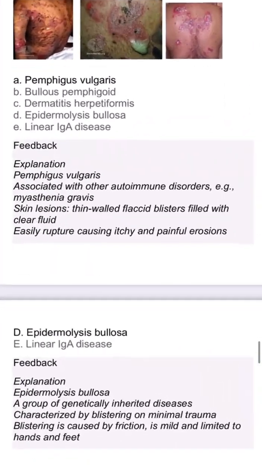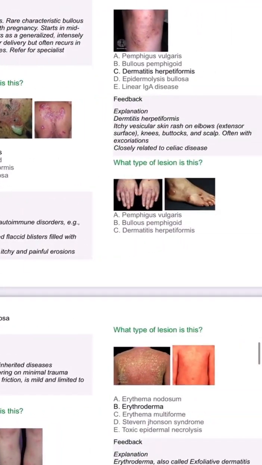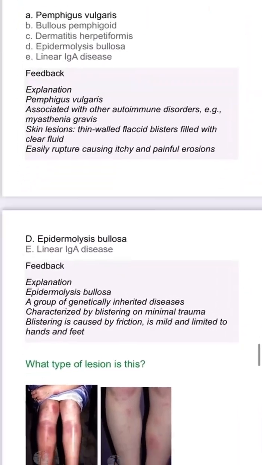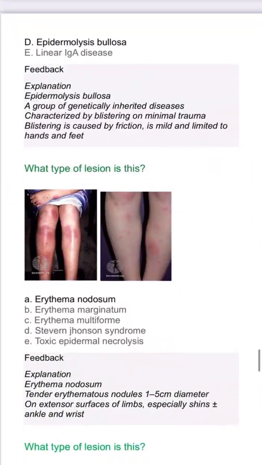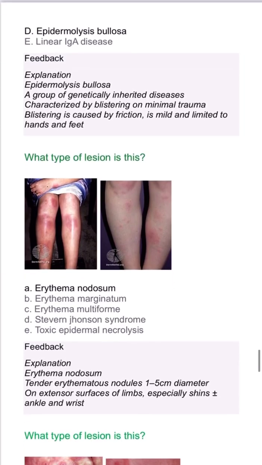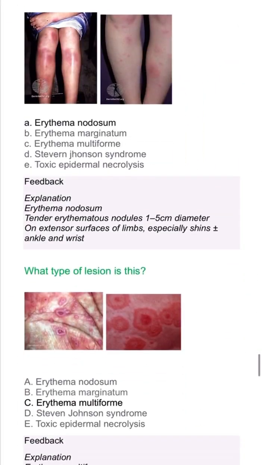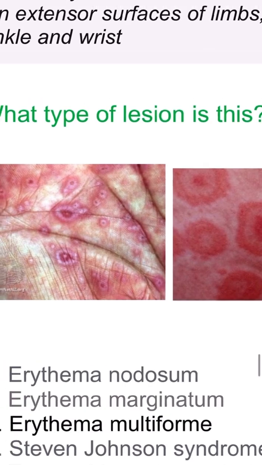So, epidermolysis bullosa. Epidermolysis bullosa is a group of genetically inherited diseases characterized by blistering on minimal trauma. Blistering caused by friction is mild and limited to hands and feet. And this is erythema nodosum: tender erythematous nodules 1 to 5 centimeters in diameter on the extensor surface of the limbs, especially the shins, plus or minus ankles and wrists. Okay, what type of lesion is this?